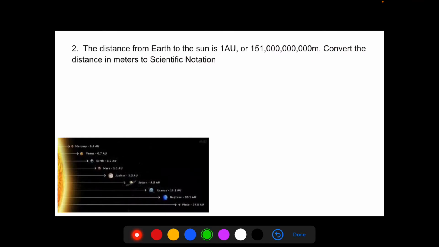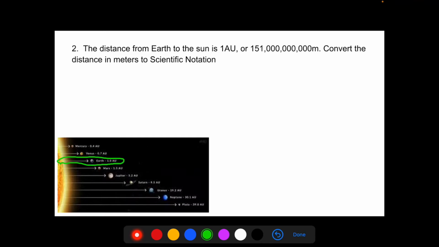All right, so moving on. The distance from the Earth to the Sun is 1 AU. That stands for an astronomical unit. That astronomical unit is going to be that distance right there from the Earth to the Sun. In science, especially space science or even life science with microbio, we're going to use really big, crazy units, big and small numbers. So here we go. The distance from the Earth to the Sun is 1 astronomical unit, or 151 billion meters. Insane. Convert the distance in meters to scientific notation.